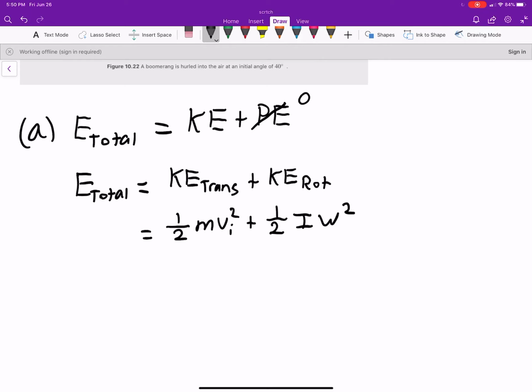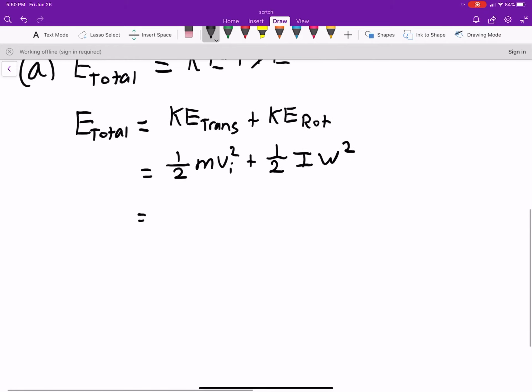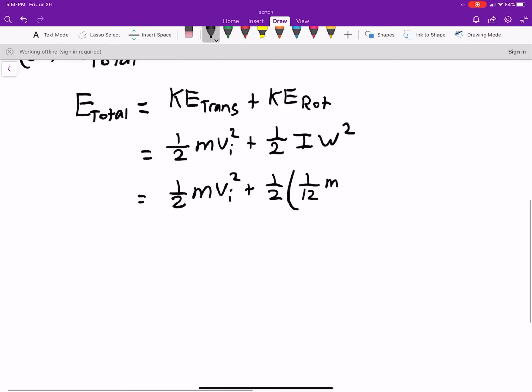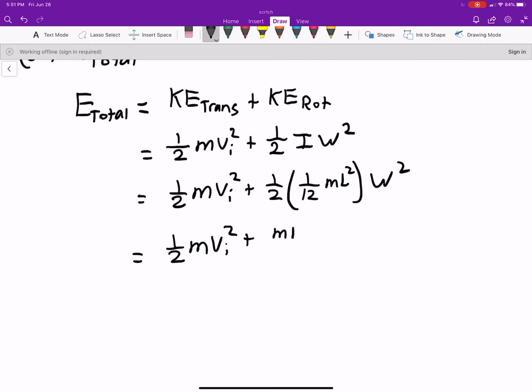So 1/2 m v initial squared plus 1/2, and they give us the moment of inertia as 1/12 m L squared, times omega squared, or 1/2 m v initial squared plus m L squared omega squared over 24.